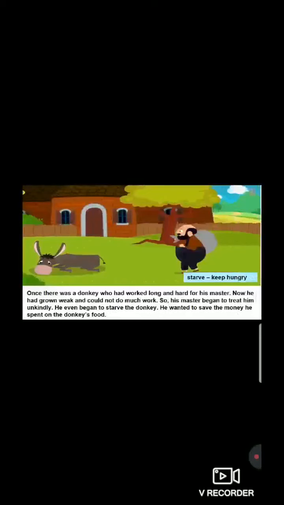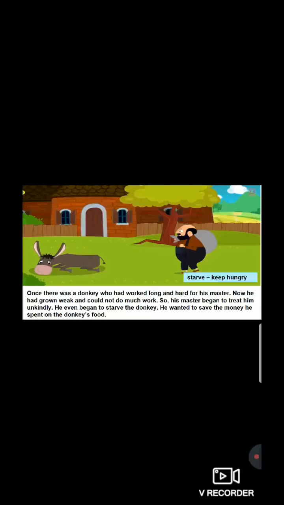So students, let's start with the very first part. Once there was a donkey who had worked long and hard for his master. Now he had grown weak and could not do much work. So his master began to treat him unkindly. He even began to starve the donkey. He wanted to save the money he spent on the donkey's food.